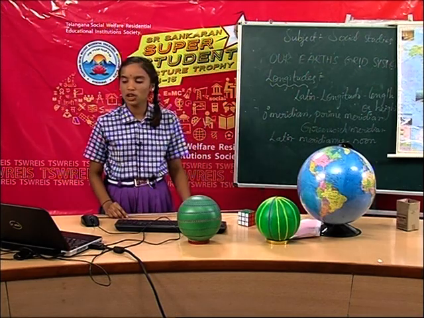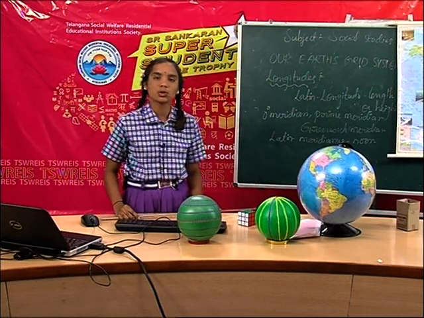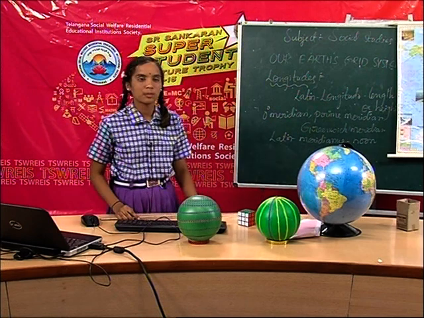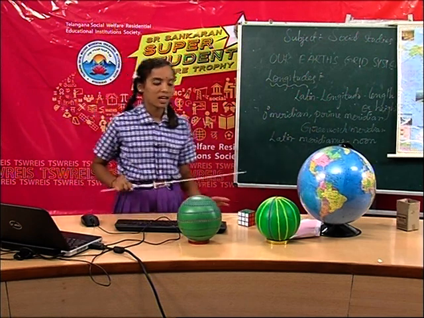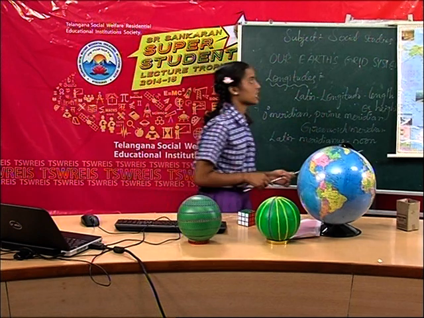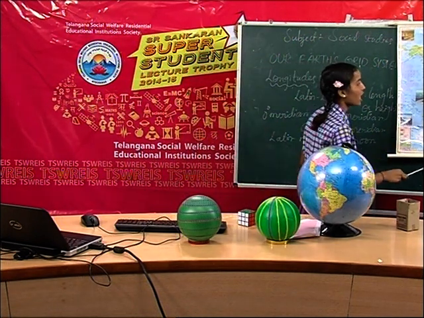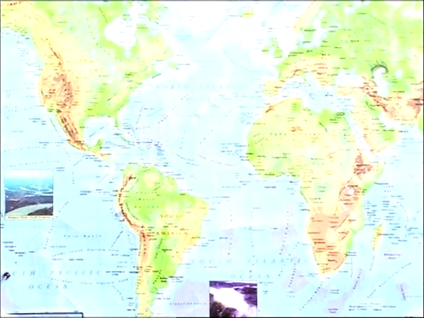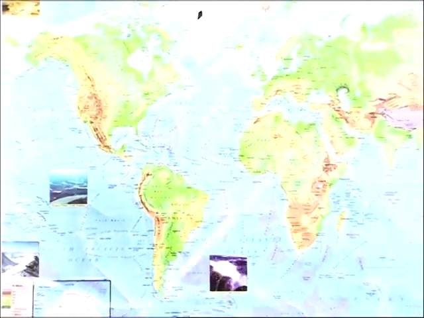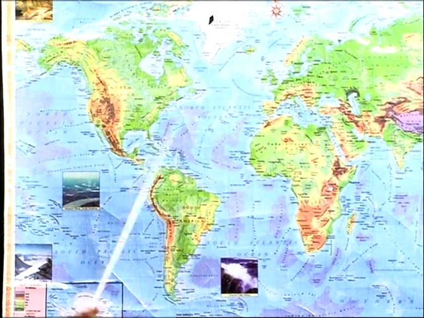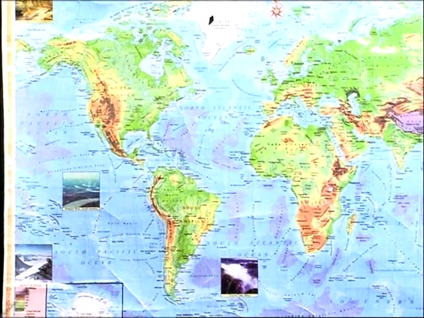the 0 degree longitude divides the earth into two equal hemispheres, eastern hemisphere and western hemisphere. All of you see here, this is the 0 degree longitude, this divides the earth into two equal halves, eastern hemisphere and western hemisphere. All these eastern longitudes form the eastern hemisphere and western longitudes form the western hemisphere.